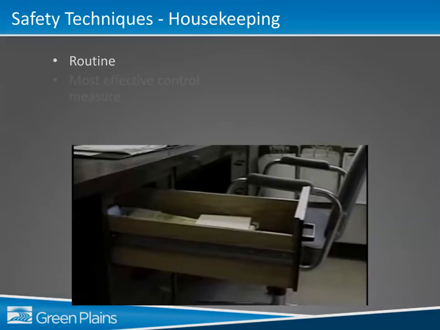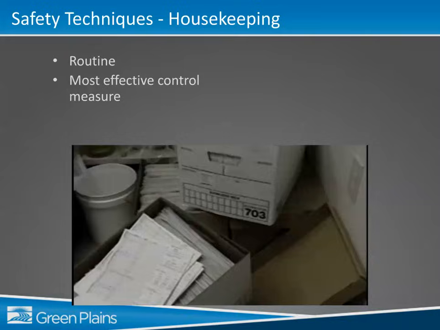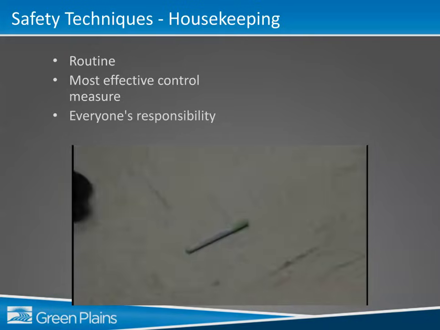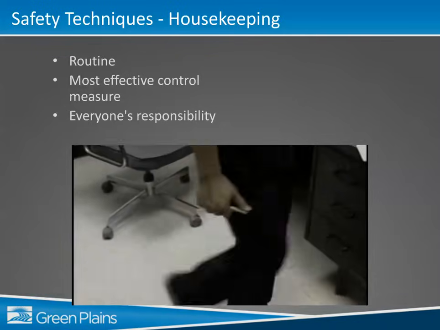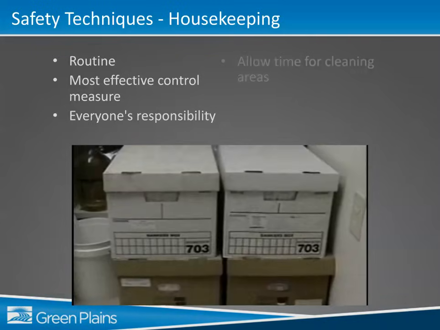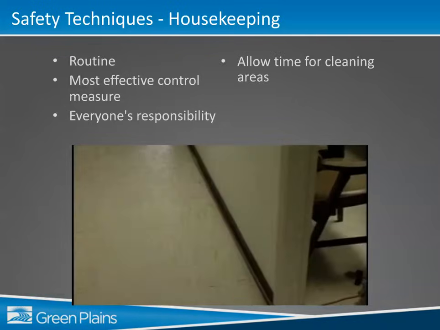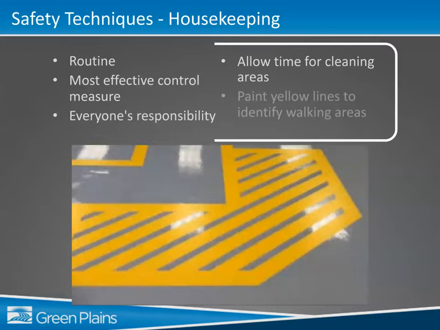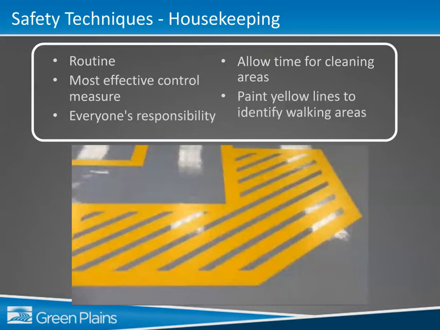Proper housekeeping in work and walking areas is a routine and is still the most effective control measure in avoiding slip, trip, and fall injuries. It is an ongoing procedure that is simply done as part of each worker's daily performance. This means allowing time for cleaning the area, especially where scrap metal or waste is a byproduct of the work operation. One method which promotes good housekeeping in work environments is the painting of yellow lines to identify working and walking areas.